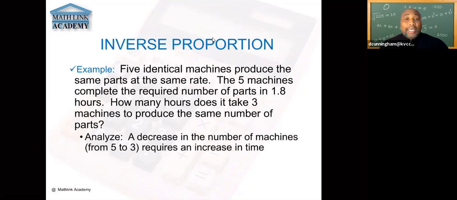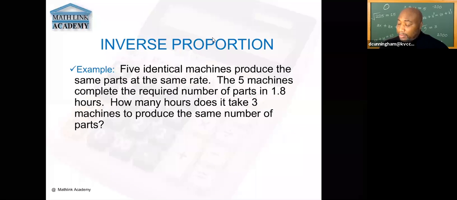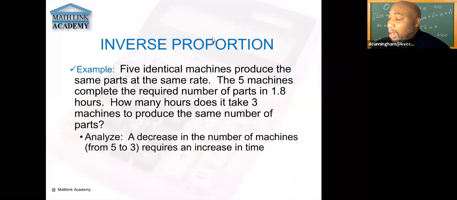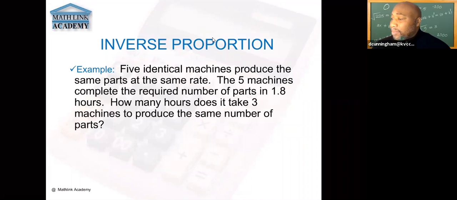So that means it is an inverse proportion because there's an opposite thing that's happening, opposite direction. So think about it, 5 machines, 1.8 hours, but if you have 3 machines, it's going to increase your hours. So since it didn't decrease, it increased, this is an inverse proportion. So let's do this particular problem too and see how we can set it up. Now, I want you to think about how I want to set this up. It's a little different. Again, we can use what we had before.